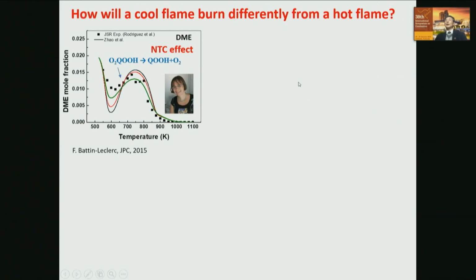To answer that question, let's start with the chemistry first. If you look at this figure of DME oxidation in a jet stirred reactor by Frederick, you can see that the DME oxidation increased with the temperature initially and then decreased again. This decrease is caused by dissociation of O2QOOH radicals, which we call the negative temperature coefficient effect. So for low temperature flames, the burning rate is not monotonically proportional to the temperature.